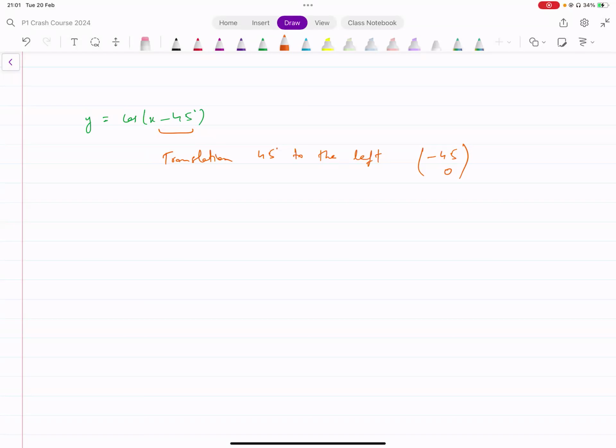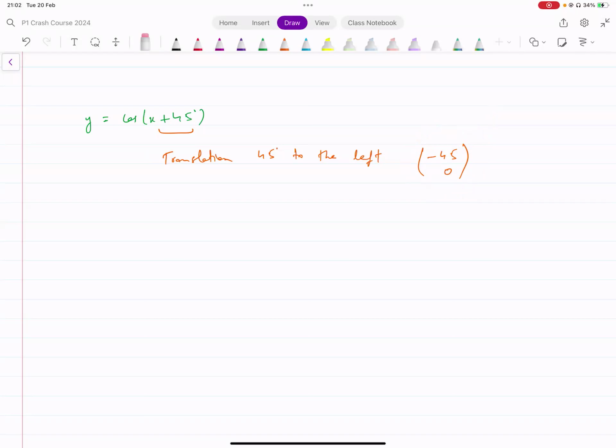And I'm sorry, did I? Okay, I'm sorry, I wrote minus 45 here by mistake. This was plus 45, right? That's what we wrote there. x plus 45, yeah. It got erased, I think, when I undid something. Okay, anyway. So this was x plus 45, I'm sorry. So translation, 45 degrees to the left, that means the translation vector is going to be minus 45 and 0.